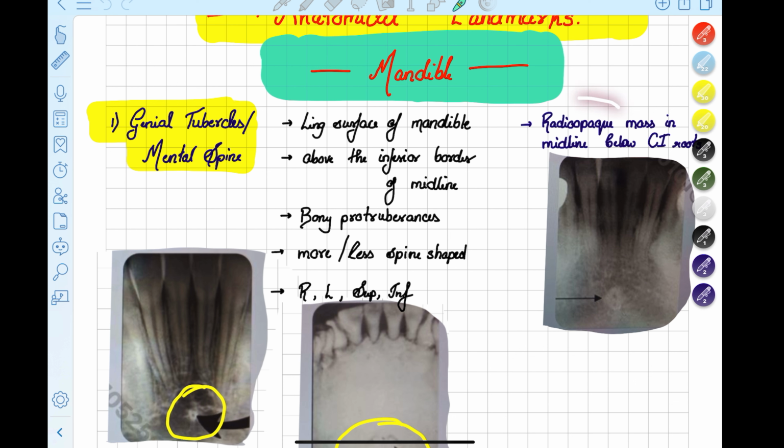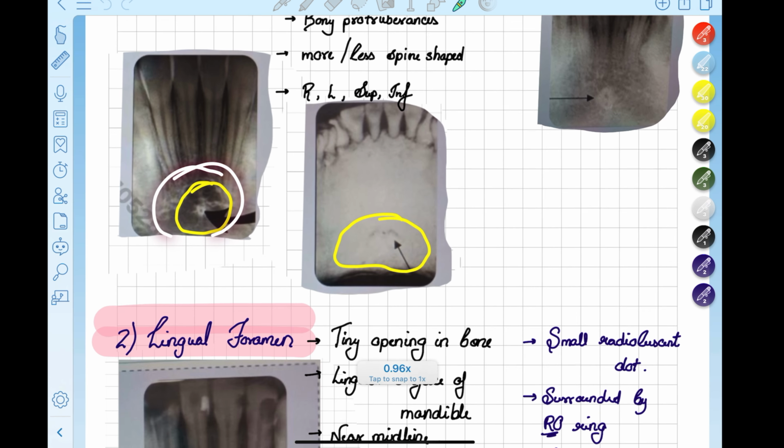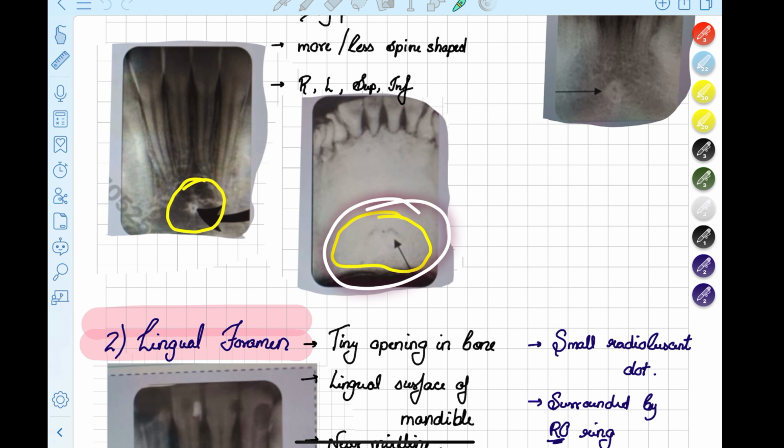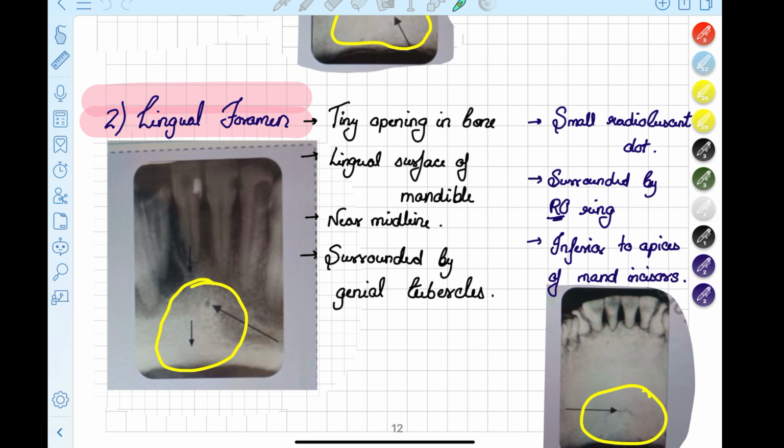They appear on radiograph as a radiopaque structure or radiopaque mass in the midline below the central incisor roots. These are our central incisors, these are our lateral incisors. They appear below the central incisors, as we can see in this diagram. Also, in this IOPA we can see the radiopaque mass, and in this diagram we can see the radiopaque mass.